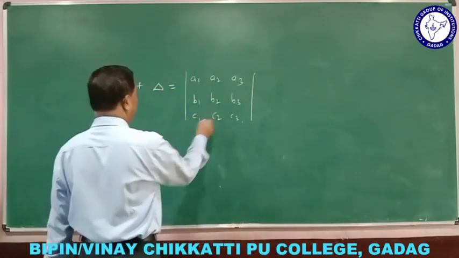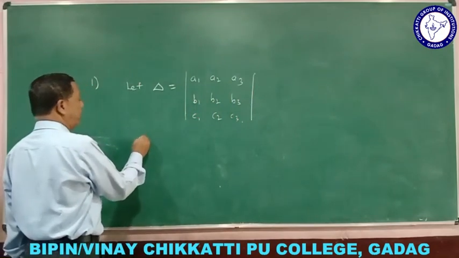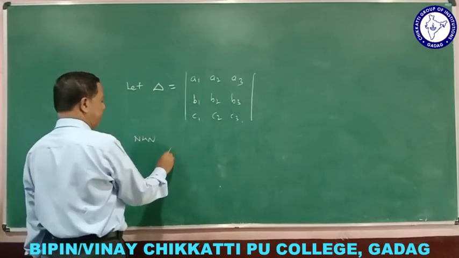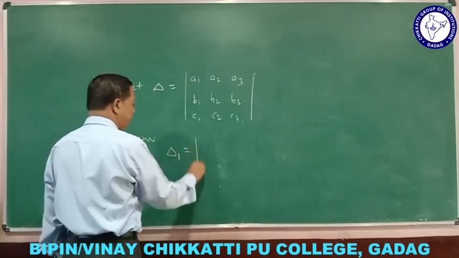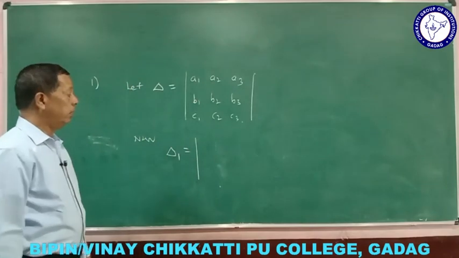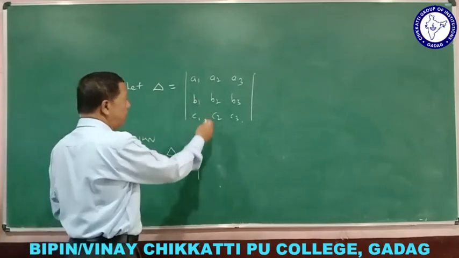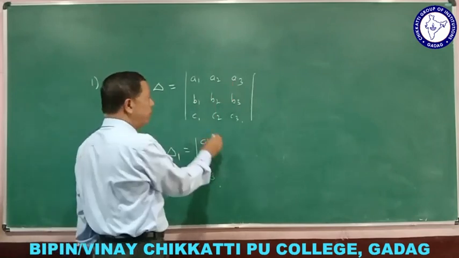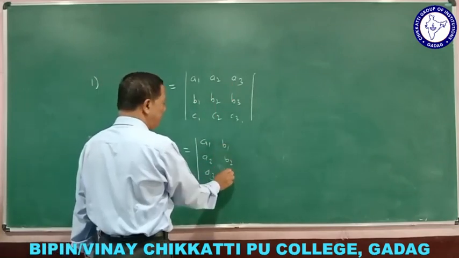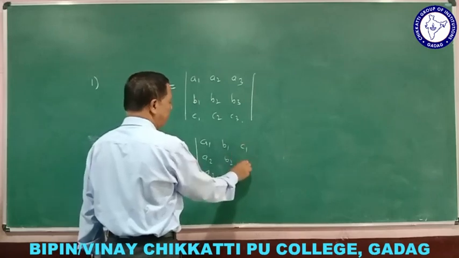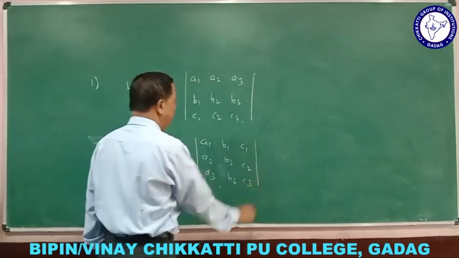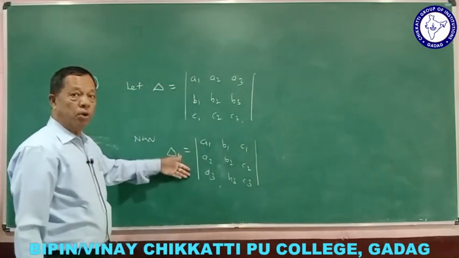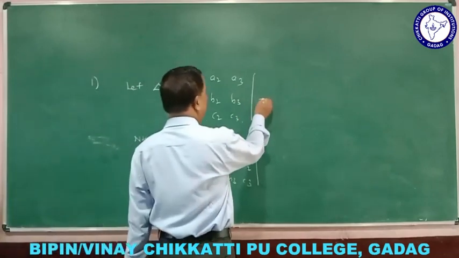So, this is the determinant. Now we have to take delta 1 equal to, when the rows and columns are interchanged, what? A1, A2, A3. The first row becomes the first column. Then B1, B2, B3. Next C1, C2, C3. What is the difference? We have changed the rows and columns. First you see what is this value?